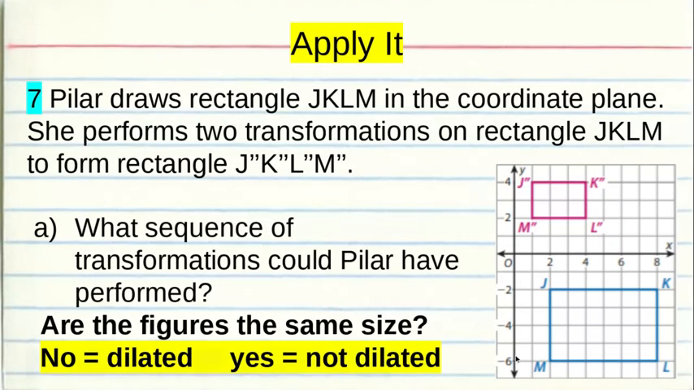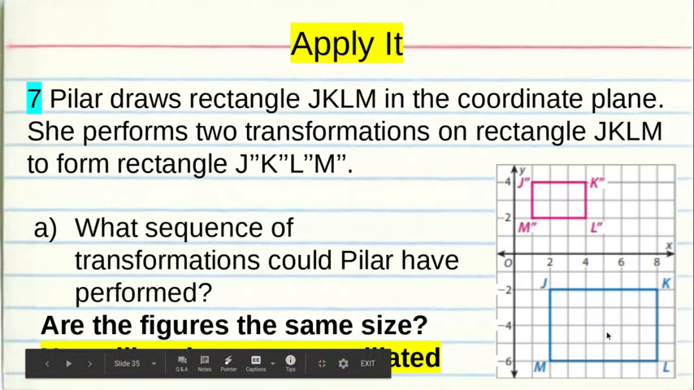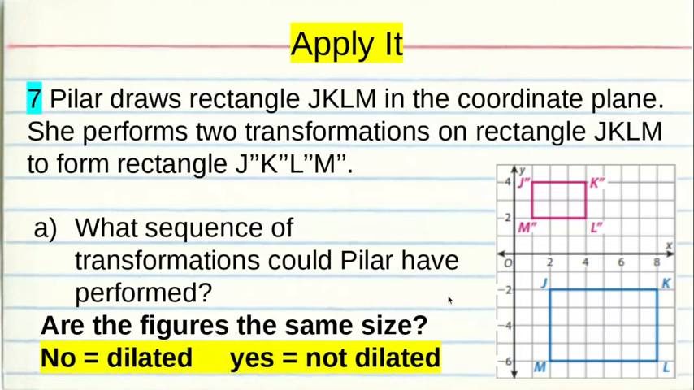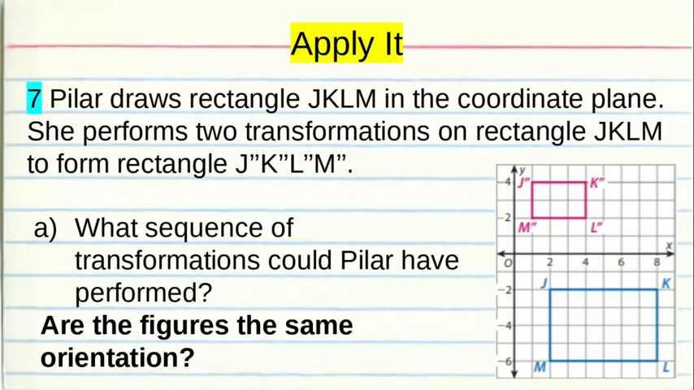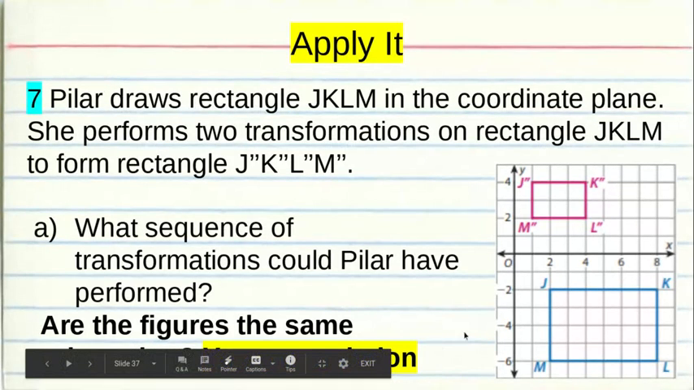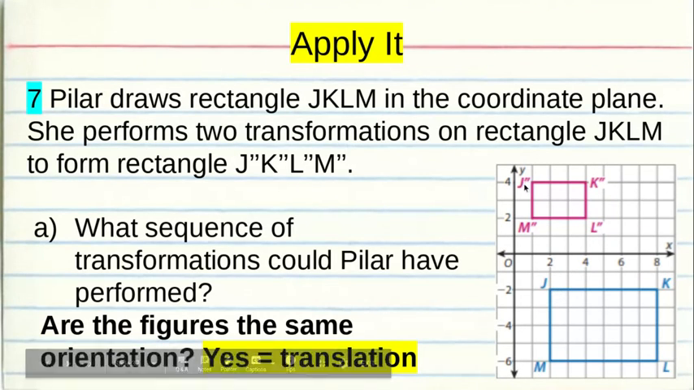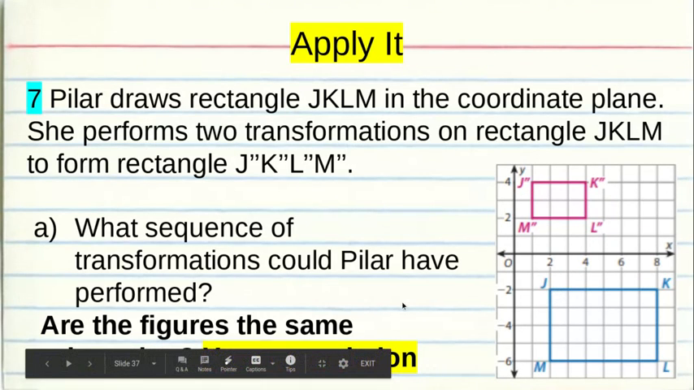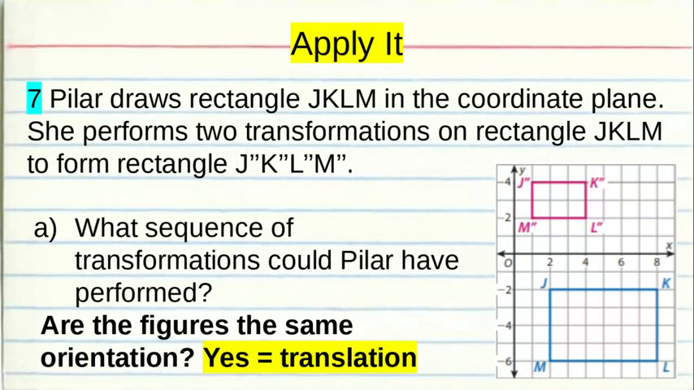So as we can see, our original figure here in blue is much larger than our figure here in pink, which means there is a dilation. So that means that one of our transformations will be a dilation. The next question asks, are the figures in the same orientation? If they are, that means that there is a translation. So as we can see, our J is in our top left corner here, and our J double prime is still in our top left corner, which means that our other transformation is a translation. So we know that our two types of transformations we need to use are a dilation and a translation.